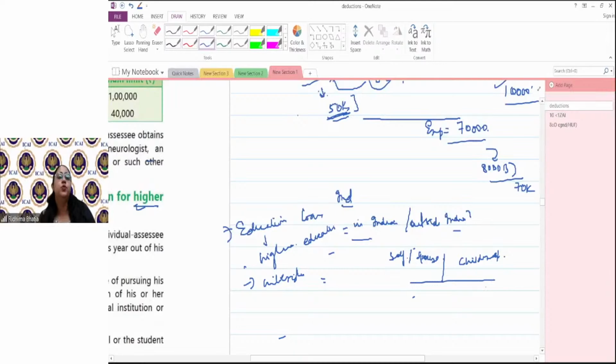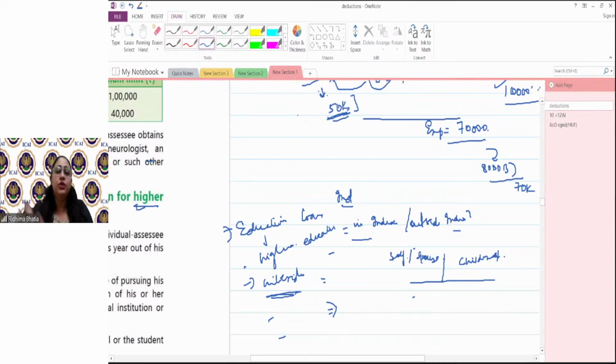So यहाँ पे parents do not come. Parents के education के लिए loan पे you cannot claim 80E. Self, spouse, children. यहाँ पे इंटरेस्ट का रिडक्शन है, स्कूल फीस का नहीं है गाइस, लोन अमाउंट का नहीं है, इंटरेस्ट ऑन लोन का है। ओके, नाउ एजुकेशन लोन लेना कहाँ से, from whom that education loan has to be taken?